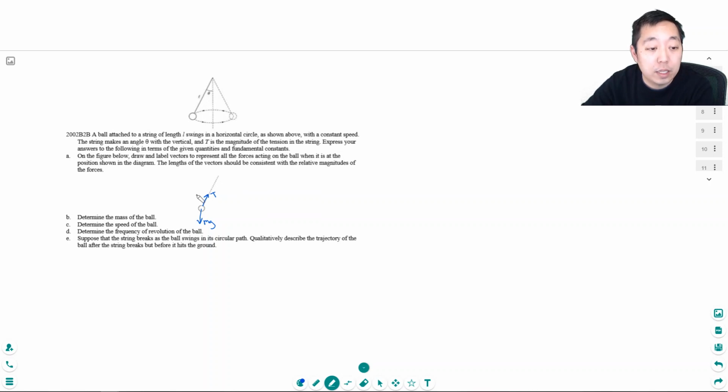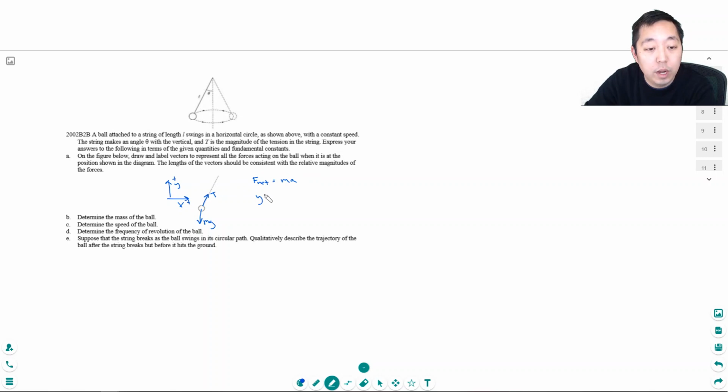The next step typically is to do the net force equations. So net force equals ma. Now, we want to do these in the x and the y direction separately. So I'm going to do the y direction first. We're going to say this is the positive y direction, this is the positive x direction.